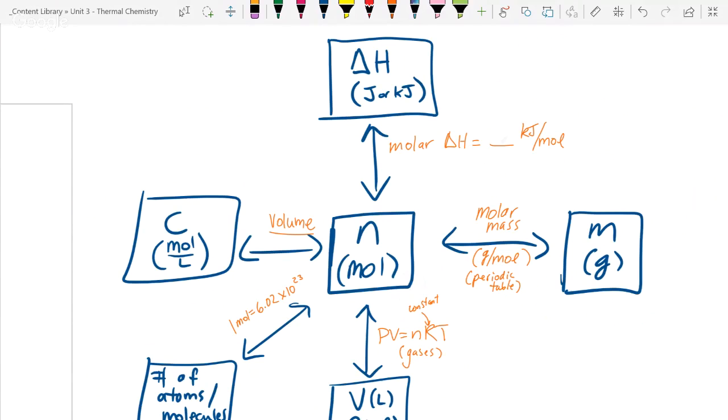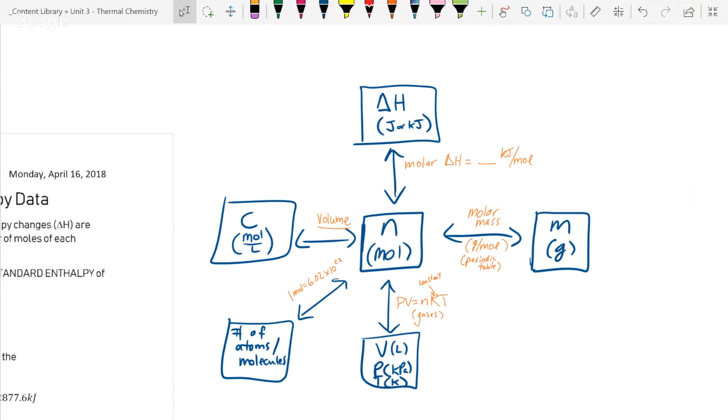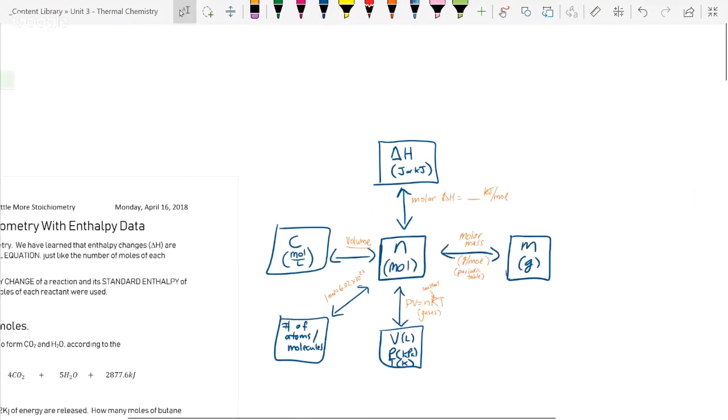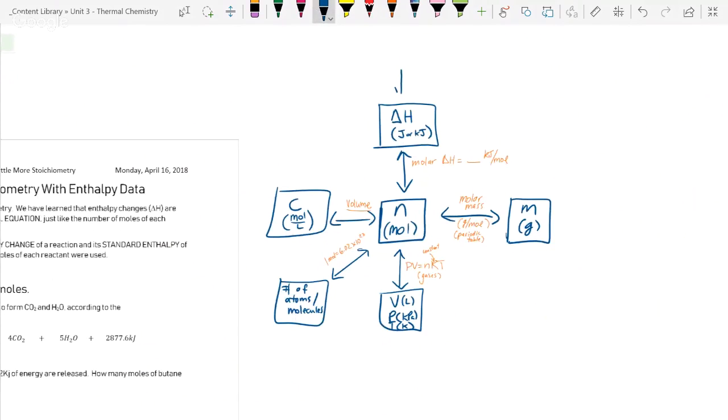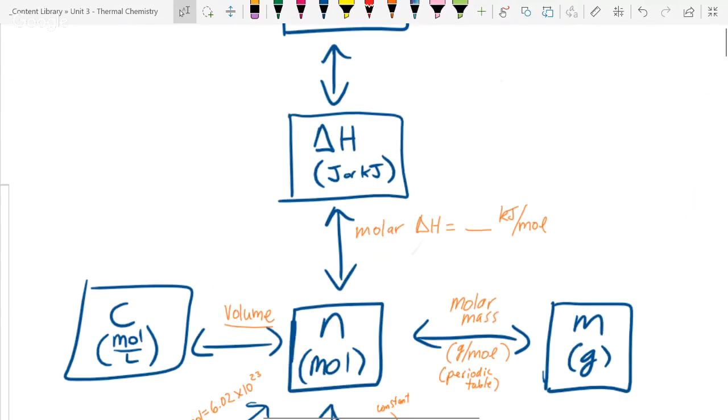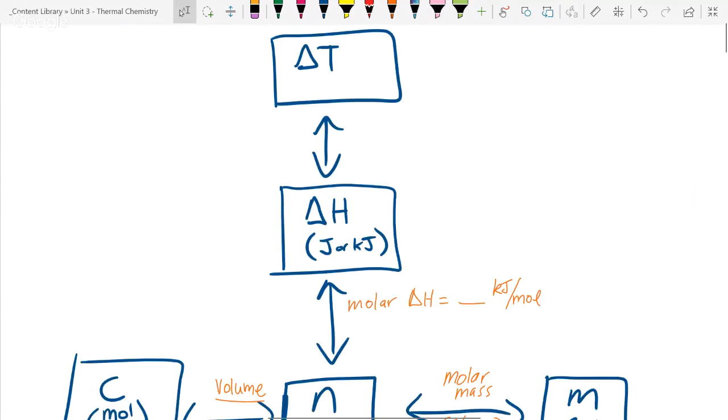Anyway, we could actually go one step further with this, and I find this map very helpful. Once we know delta H, we can usually figure out the change in temperature, because we know what equation is also true: Q equals mc delta T, very good.